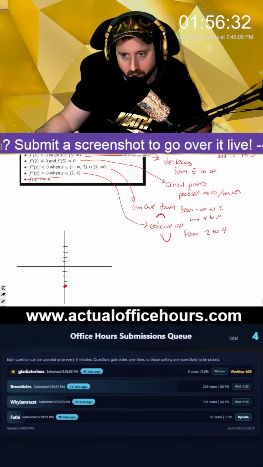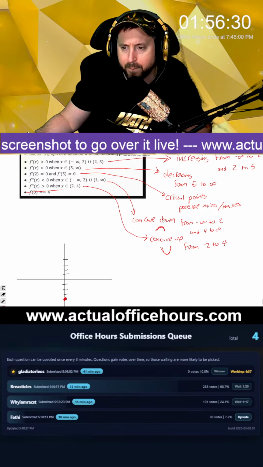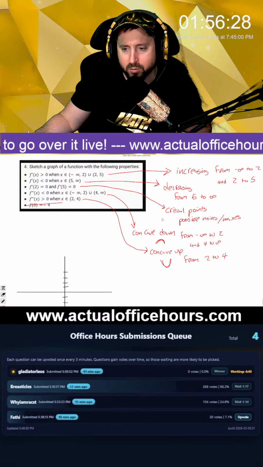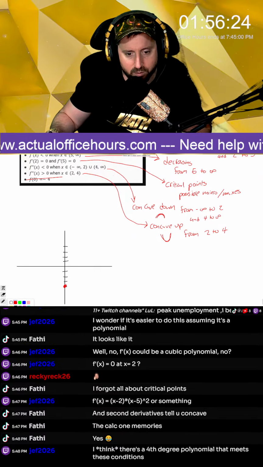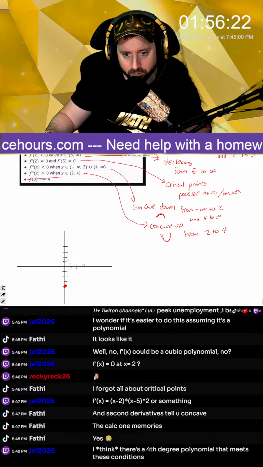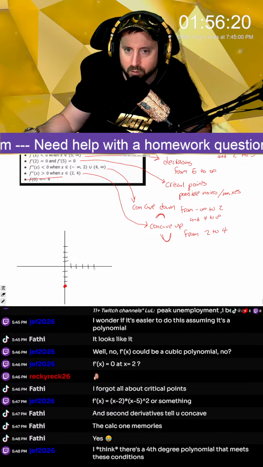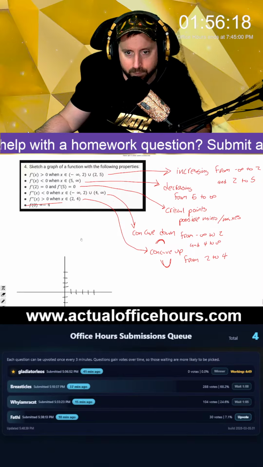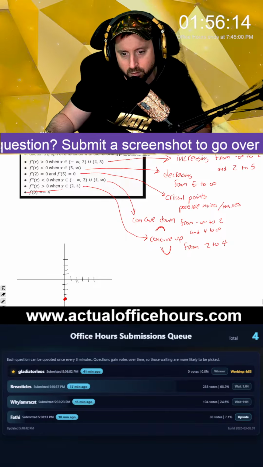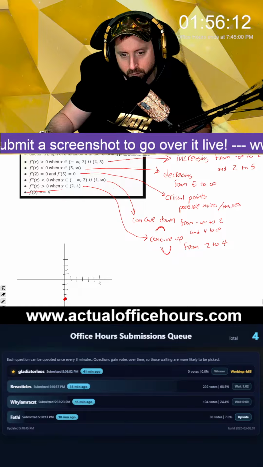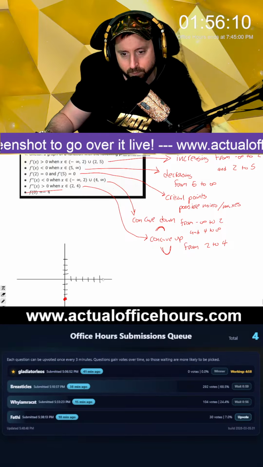All right, cool. So let's do it. Increasing from negative infinity to 2. So let's mark some of these x coordinates. They're kind of important. We have stuff at 2, 4, and 5. So 2, something important, 4, and then 1, 2, 3, 4, and then 5.